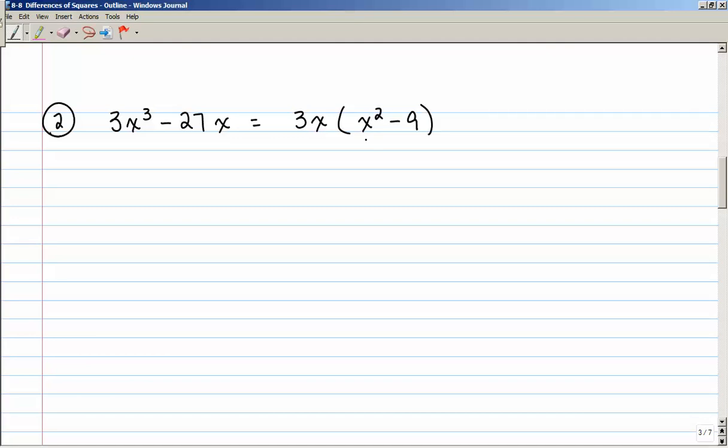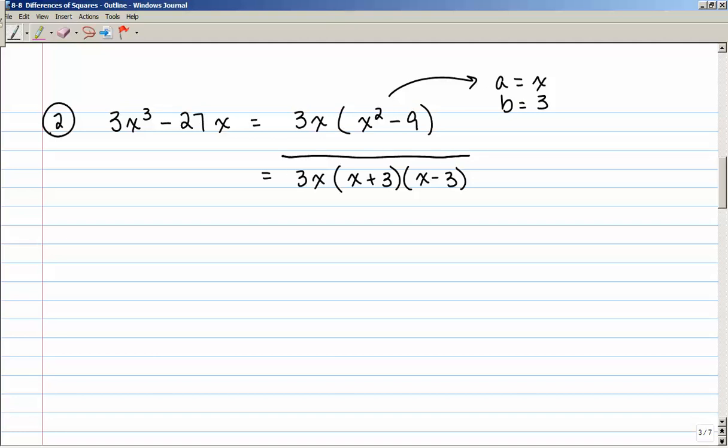And x squared minus 9 is a difference of squares, because what we have here is a is equal to x, because a squared would be x squared, and b is equal to 3, because 3 times 3 is 9. So my final answer would be 3x times x plus 3 and an x minus 3. And again, for any of these, you can check by foiling x plus 3, x minus 3, and then distributing a 3x, and you should get back to where you started.